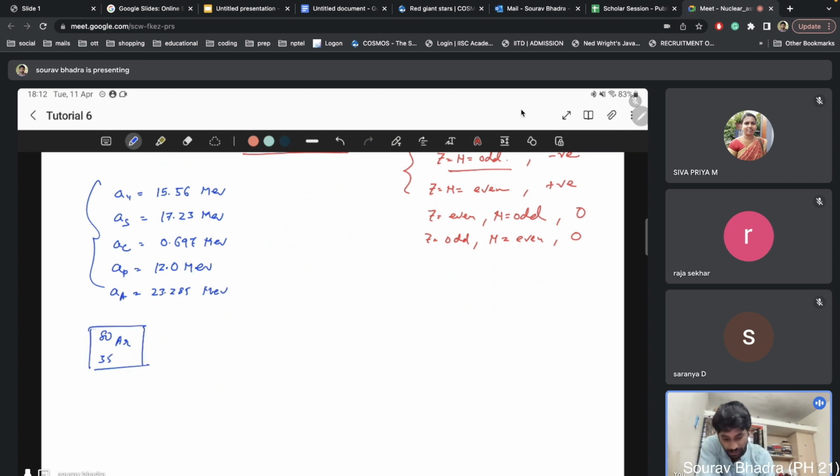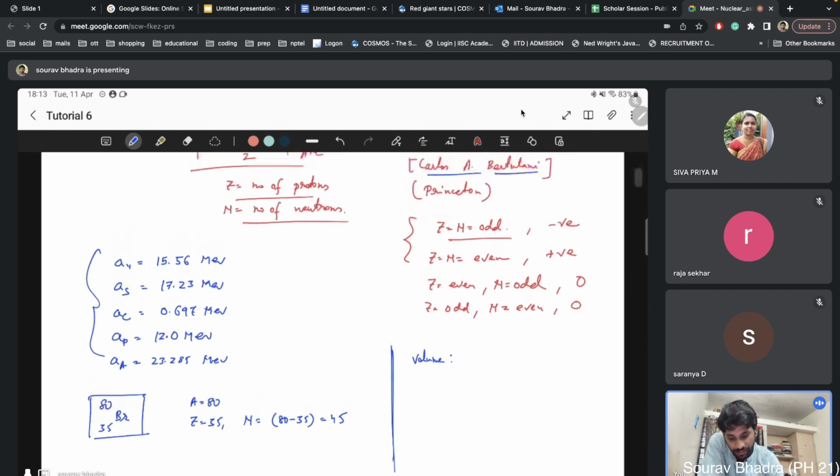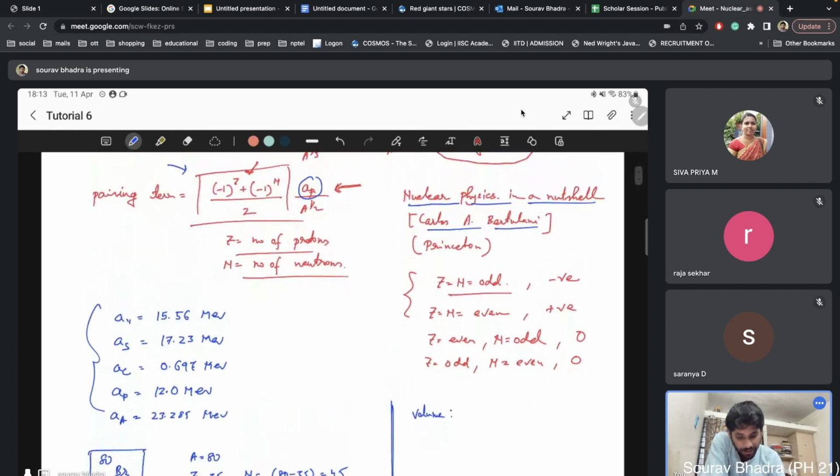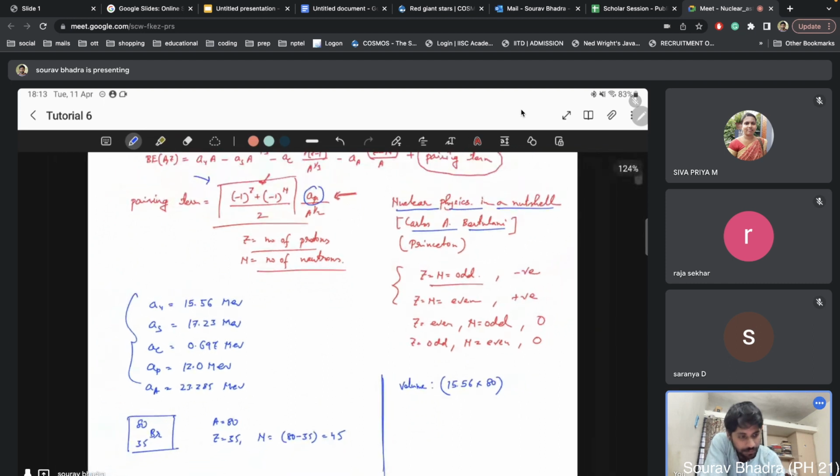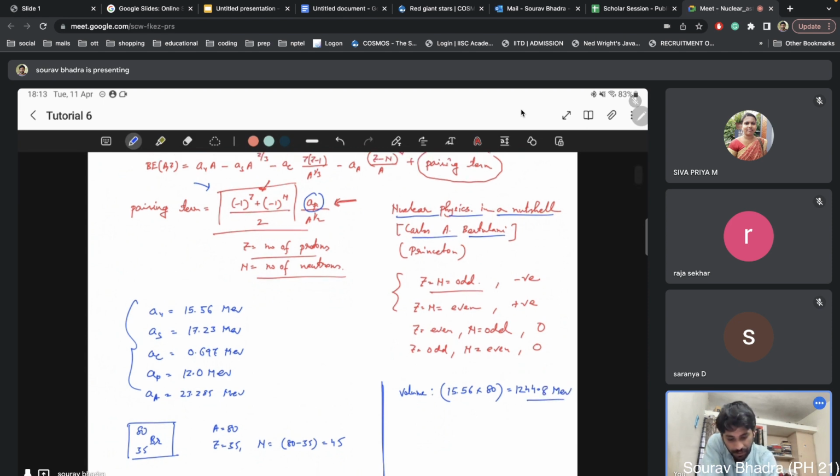For this element, Br, sorry, this element, A is 80, Z is 35, that means N is 80 minus 35, that is 45. Okay, so let us calculate the terms. The volume term first, which is a_V times A. a_V is 15.56 into A, which is 80 for this particular nucleus, so that will be 1244.8 MeV. This is the volume term, the first term.